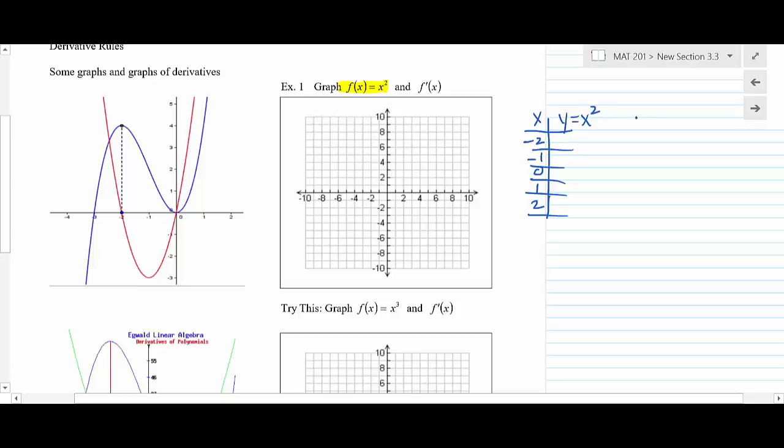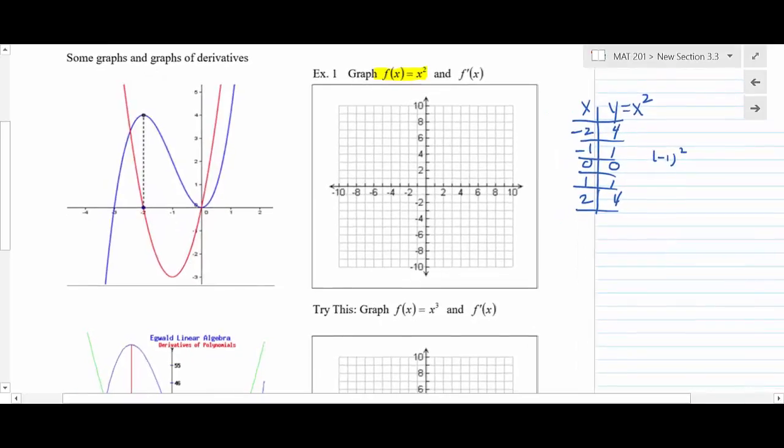So you just do this in your head. 2 squared is 4, 1 squared is 1, 0 squared is 0, negative 1 squared is 1, and so forth. Now this is just the basic squaring function. Let's go ahead and graph the parabola. Let's graph the function that we have there. So that's negative 2, 4, negative 1, 1, 0, 0, and so forth. Just plot the points.